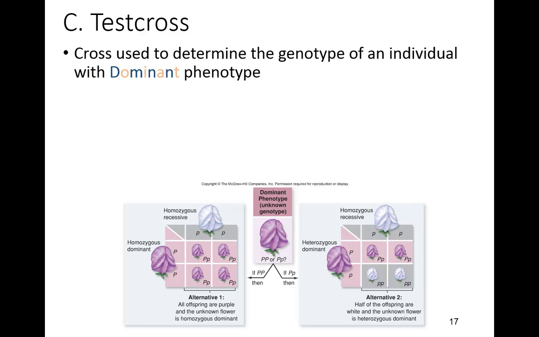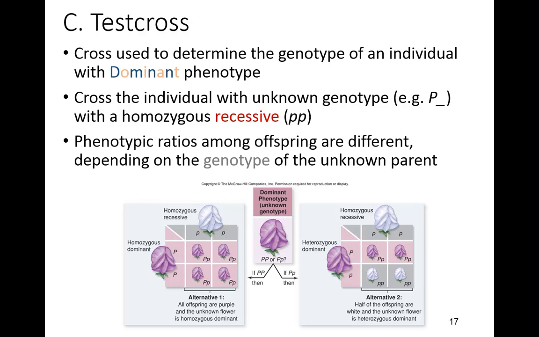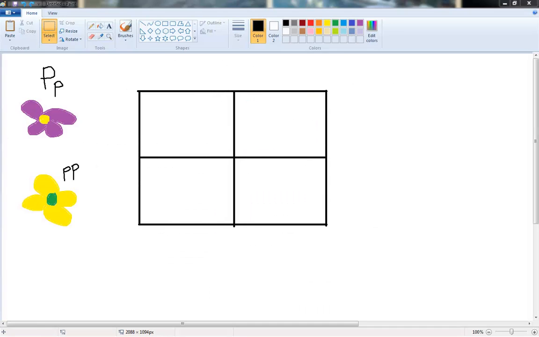Alright, so one thing we can do to determine, sorry, getting my terminology mixed up, what the genotype of, let's say, a purple flower is, is to do a test cross, and that is to cross it with a homozygous recessive. Okay, and based on the ratios, you will know what type of plant you have. So again, we're going to use our little Punnett square.